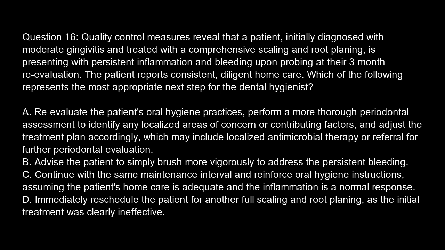Option A. Reevaluate the patient's oral hygiene practices. Perform a more thorough periodontal assessment to identify any localized areas of concern or contributing factors, and adjust the treatment plan accordingly, which may include localized antimicrobial therapy or referral for further periodontal evaluation. Option B. Advise the patient to simply brush more vigorously to address the persistent bleeding. Option C. Continue with the same maintenance interval and reinforce oral hygiene instructions, assuming the patient's home care is adequate and the inflammation is a normal response. Option D. Immediately reschedule the patient for another full scaling and root planing, as the initial treatment was clearly ineffective.